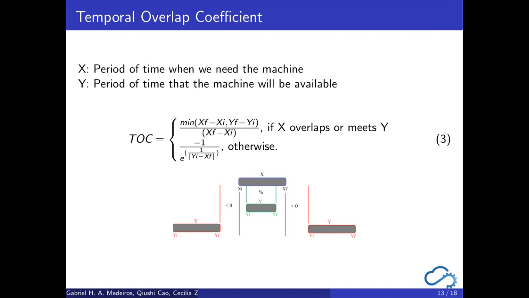According to the equation, we can see in the image below how this coefficient works. If TOC is equal to 1, the machine is available as long as the user company needs it. If TOC is between 0 and 1, the machine is only available part of the time. Finally, the lower the value of TOC is, the further away the machine's availability date is from the date the user company needs it. It is also easy to conclude that the optimization algorithm must seek to maximize such a coefficient that will be calculated when the company enters period X.